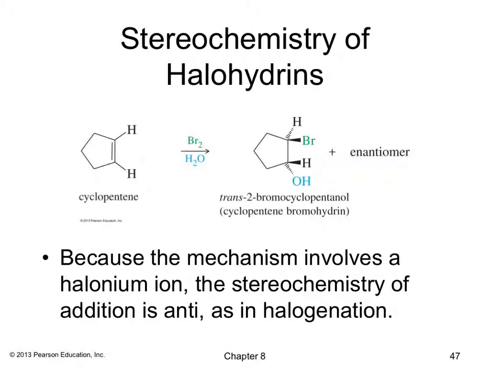If we look at an example of cyclopentene reacting with bromine and water, we generate the trans-bromocyclopentanol, as well as an enantiomer, which I'll show over here. So instead of the bromine going on the top, it goes to the back, and then your OH goes to the front. So that's the other enantiomer. Okay.